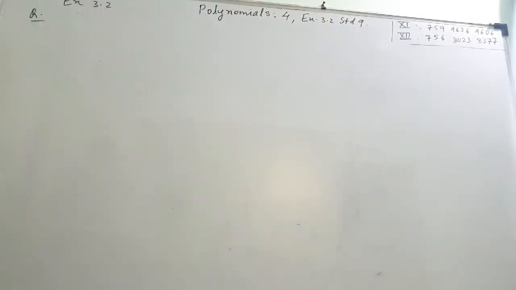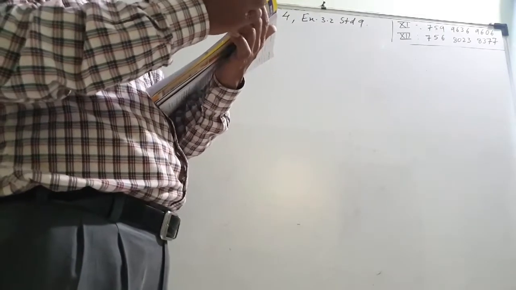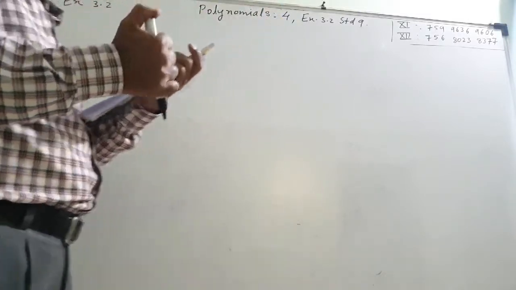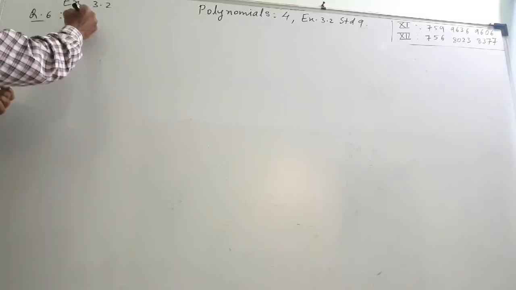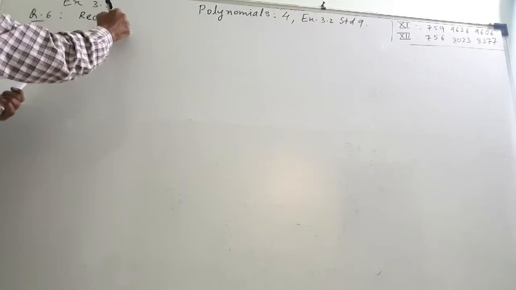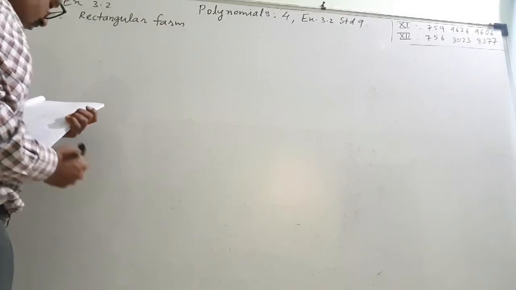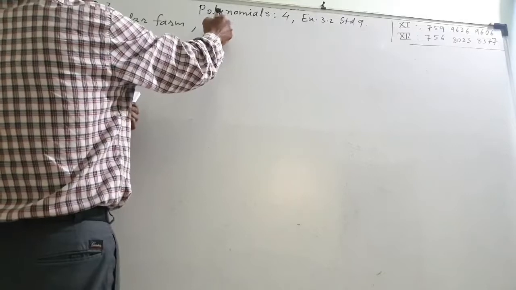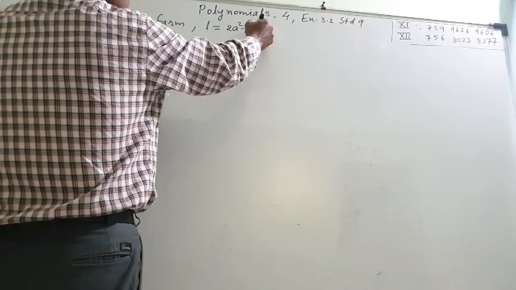It is a word problem. Write down the information in the form of algebraic expression and simplify. The question is, Question 6, there is a rectangular farm with length. Length is equal to 2a square plus 3b square.